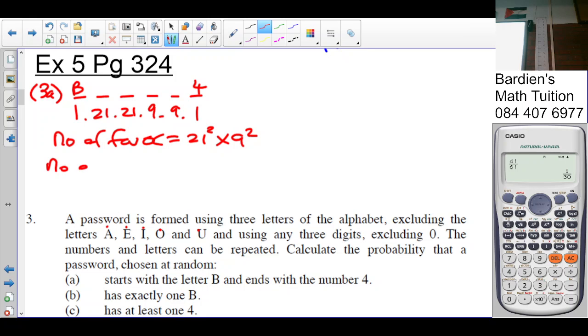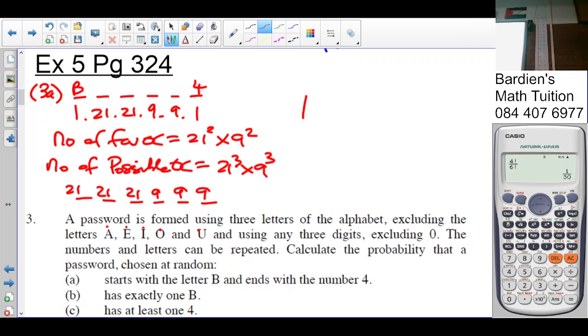Number of possible outcomes. Possible outcomes is what? Again, 1, 2, 3, 4, 5, 6. So how many options do I have on the first bit for the possible outcomes? 21 to choose from. Then 21, then 21. How many options do I have here? 9, then 9, then 9. So in other words, it's going to be 21 cubed times 9 cubed. So your probability is going to be the number of favorable outcomes, which is 21 squared times 9 squared, over the number of possible outcomes, which is 21 cubed times 9 cubed.